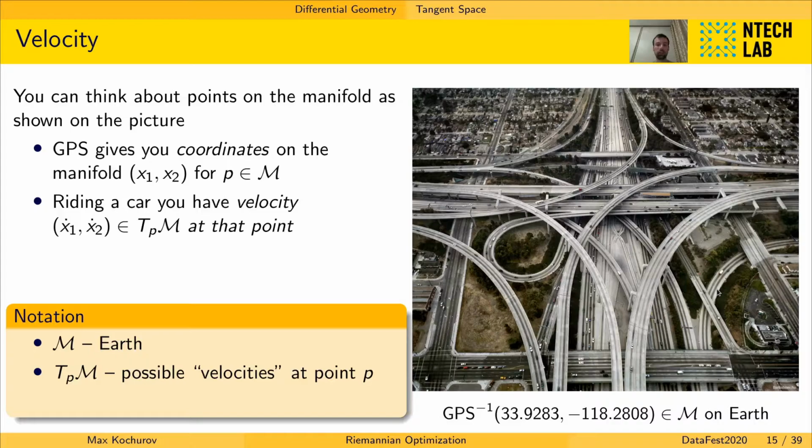And what is the tangent space? When you're riding a car on the road, you have some velocity: the direction you ride, the speed on your speedometer. This velocity lies in the tangent space at this particular point. So the tangent vector is attached first to this position, and is a vector, the change of your GPS coordinates given some time period.